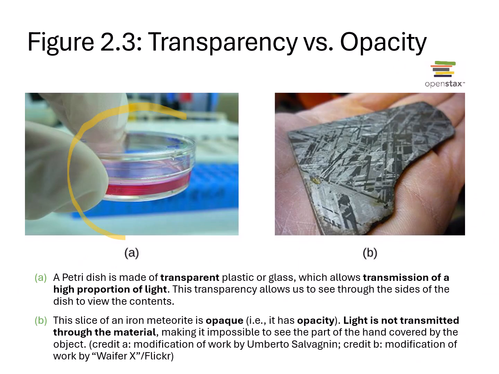Here we can see a petri dish that's transparent, so light can pass through the clear petri dish and we can see through to the other side. So that is transparency. For opacity, we can see this opaque meteorite, and light cannot pass through the material, so you cannot see the hand on the other side of the meteorite.